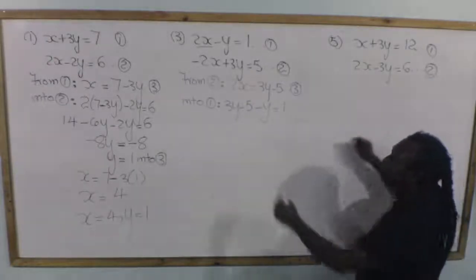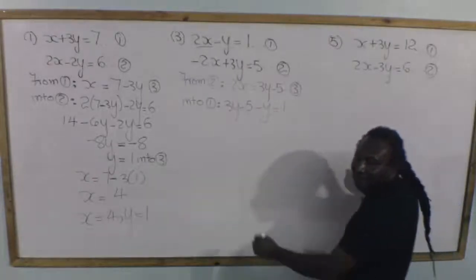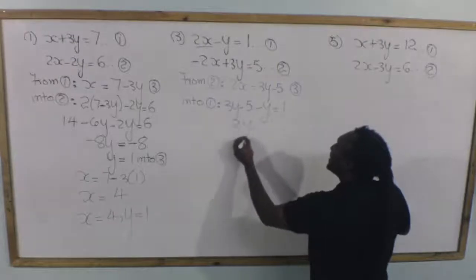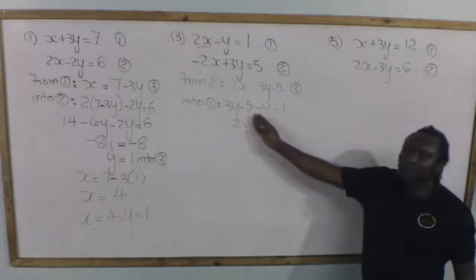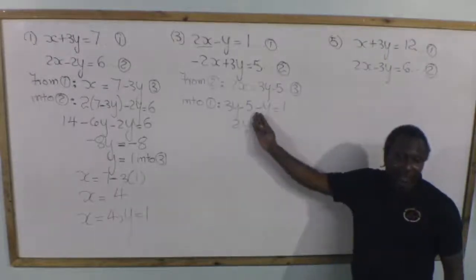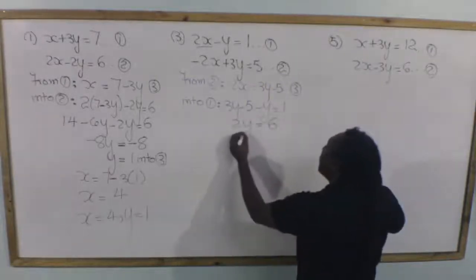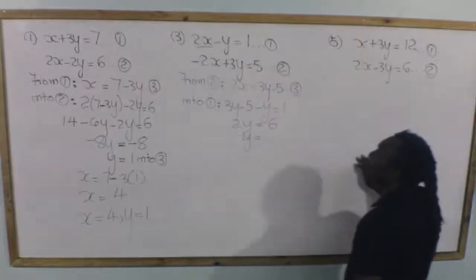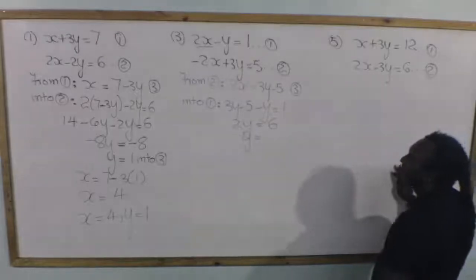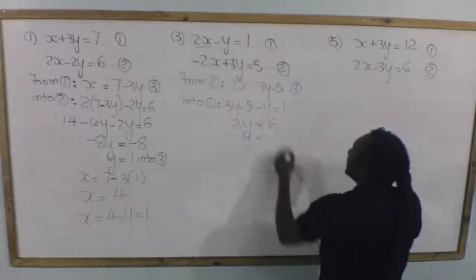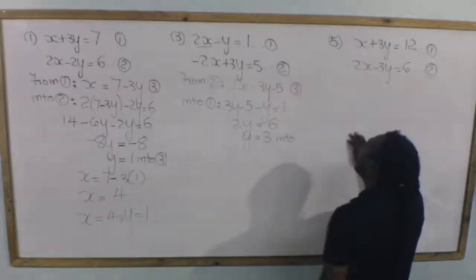That works out very simply, because we're going to have 3y minus y, which gives us 2y. And then we have a 1 here, and we will eliminate this negative 5 by addition. So it's going to be 1 plus 5, which turns out to be 6. So y will be equal to 3.